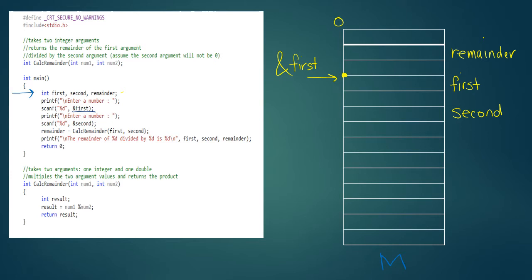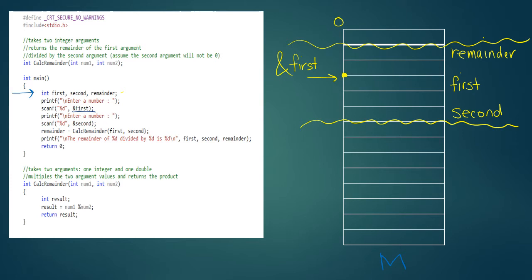Now I'm going to draw a line just to indicate that these three variables, remainder, first, and second, are local to the main function. In memory they might not be in the same section, but as a visual, these variables are local to the main function. The main function has three variables: first, second, and remainder. It doesn't know anything about calc remainder's variables.